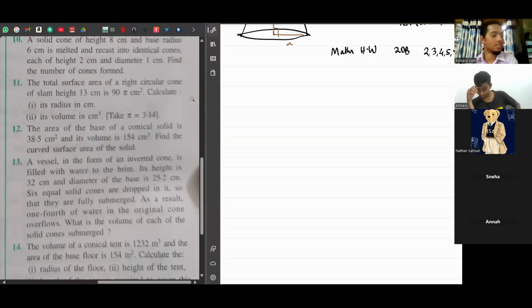Okay, listen. Let's do this question number 13 from here. A vessel in the form of an inverted cone is filled with water to the brim. Its height is 32 centimeter and diameter of the base is 25.2 centimeter. 6 equal solid cones are dropped into it so that they are fully submerged. As a result, 1/4 of the water in the original cone overflows. What is the volume of each of the solid cones submerged?